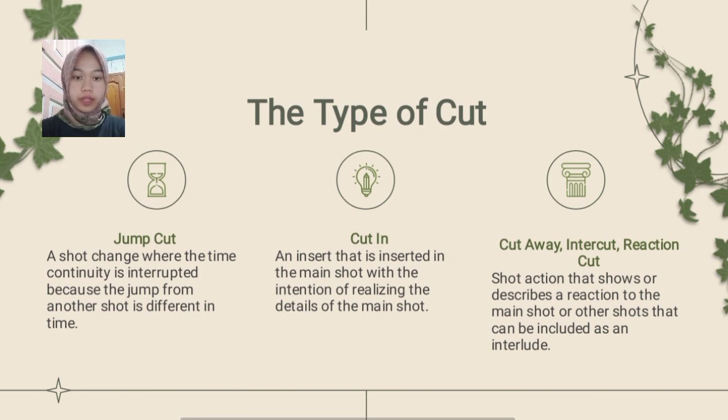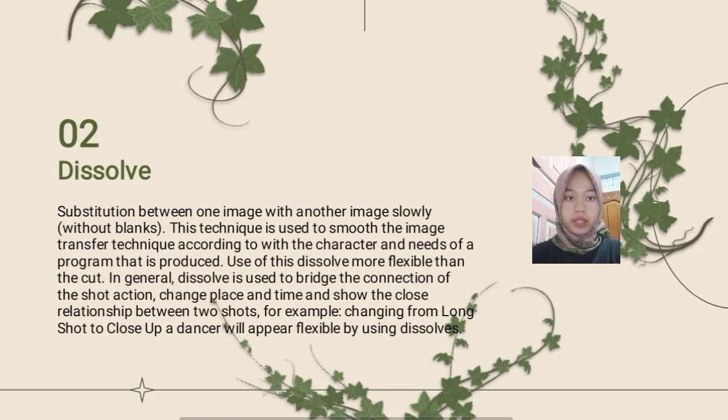Okay, next, the type of cut. Number 1, jump cut. A short change where the time continuity is interrupted because the jump from another shoot is different in time. Number 2, cut in. An insert that is inserted in the main shoot with the intention of releasing the detail of the main shoot. Number 3, cutaway, intercut, reaction cut. Short action that show or describe a reaction to the main shoot or other shoot that can be included as an interlude.